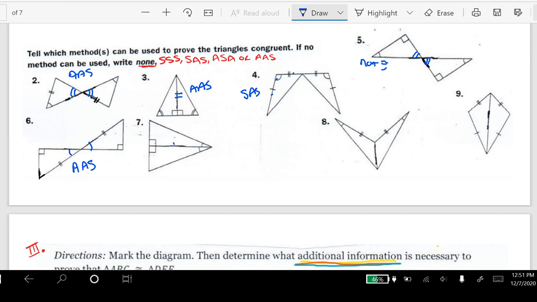For number 7, we will get the reflexive in the middle, so that'll give us ASA, angle, side, angle. They're all lined up. For number 8, we will get a side here, but again, there's no SSA or ASS, so this is going to be a no. And for number 9, this is going to be SSS. We have the reflexive shared side in the middle.